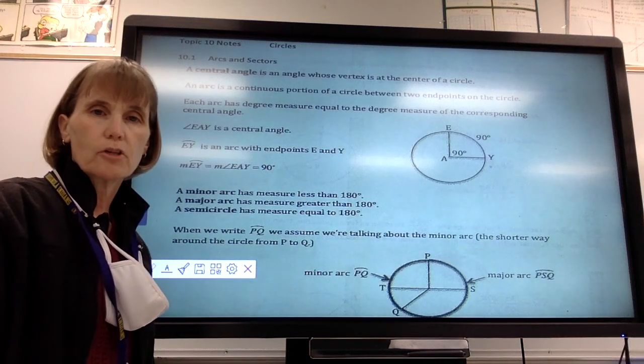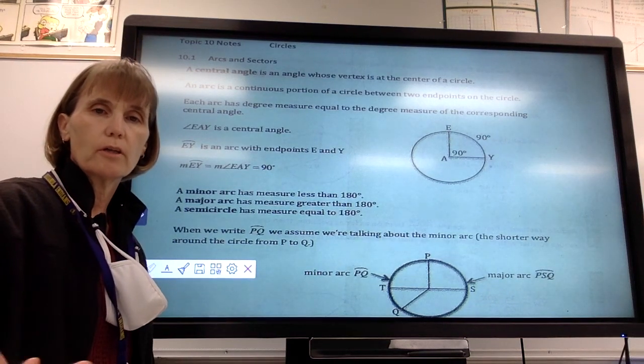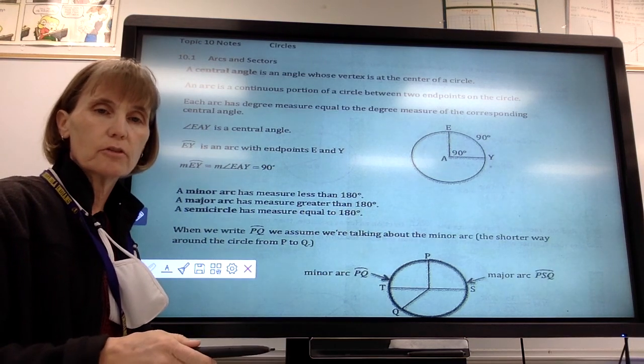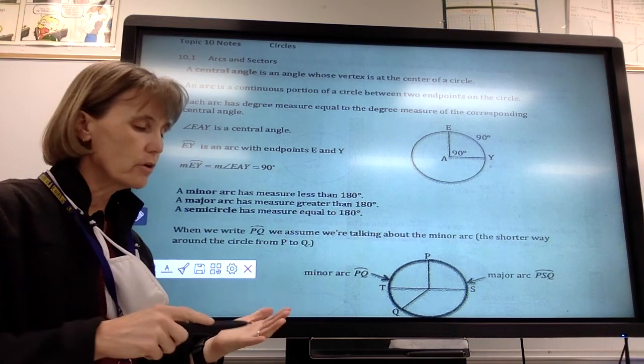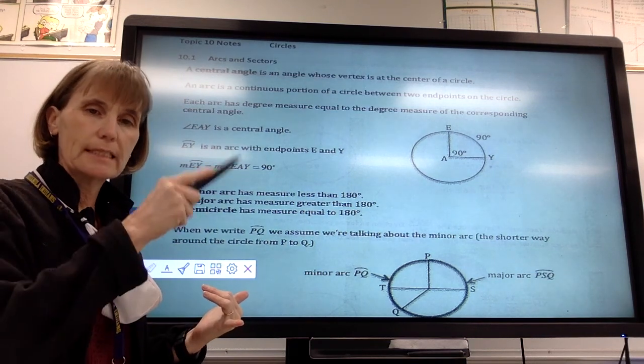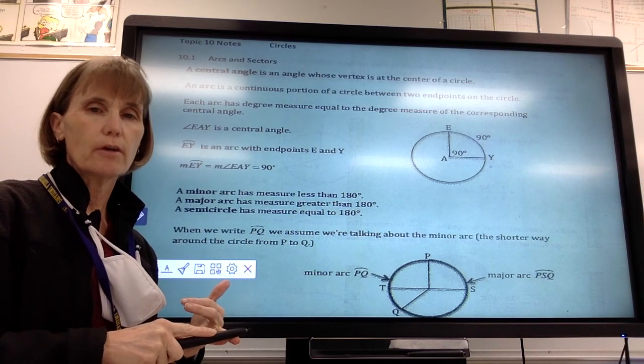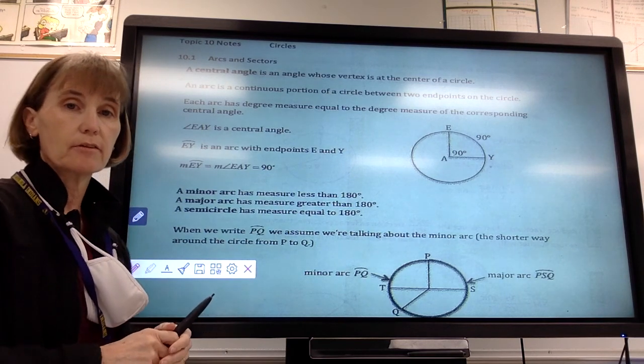Okay, in topic 10, we're starting today. We're going to talk about circles more, and we briefly touched upon circles in topic 9, where you found the circumference of a circle. That was the distance around the outside of the circle, and we had a formula for finding the area of the circle, which was the space inside the circle.